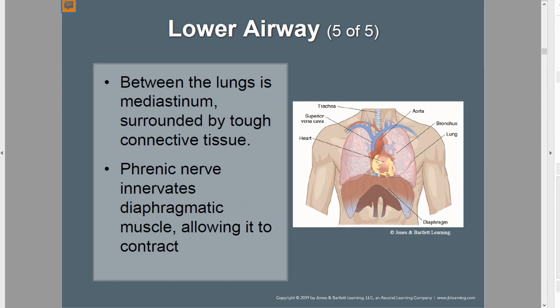Okay, and so between the lungs is the mediastinum. It's surrounded by what they call tough connective tissue. Okay, and then we have the phrenic nerve, and you can see right here where my cursor is. The phrenic nerve comes down, and it actually attaches to the diaphragm, and that's why the diaphragm can receive messages from the central nervous system in order to expand or to take shorter breaths.